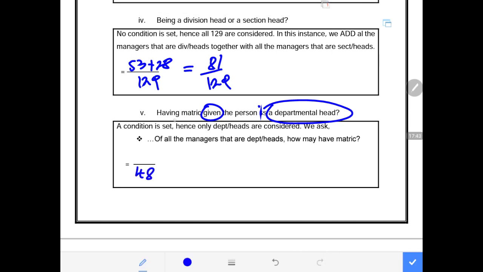Then it said having matric. So now we say we have to look for those who are having matric given they are departmental heads. That means we look for the matric, but we don't take the total of those who are having matric.